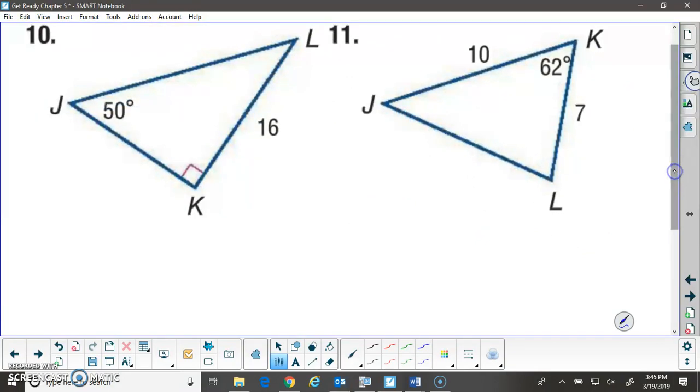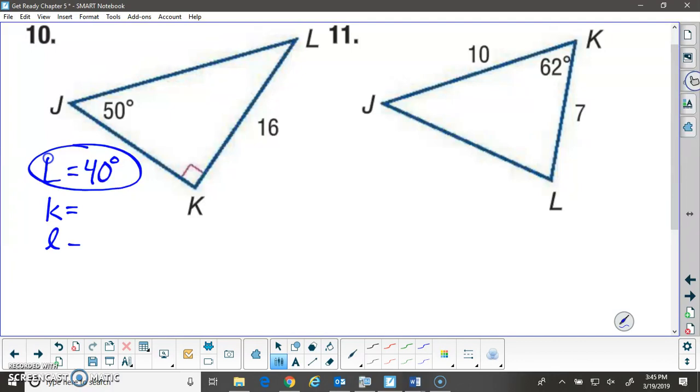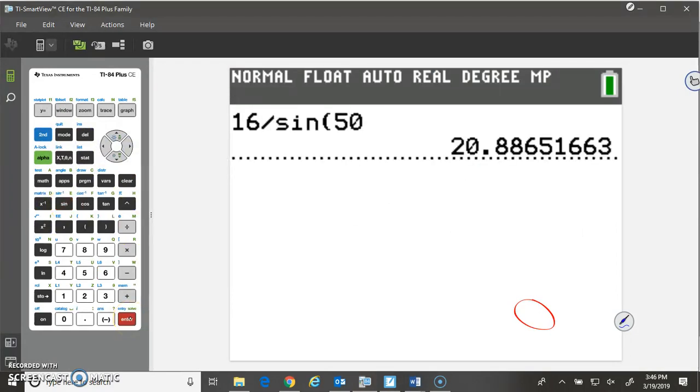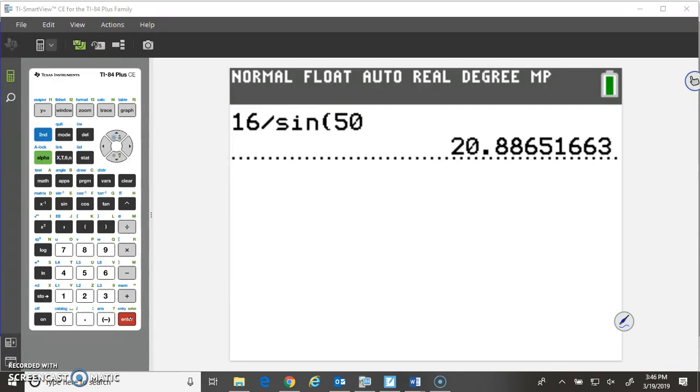Number 10, looks like we got a right triangle, so we know that angle L would have to be 40 degrees because that's the complement of 50 degrees. And now we need to find length K, and we also need to find length L. So let's use trig to figure out length K. The sine of 50 degrees would have to equal 16 over K. So on my calculator, I take 16 divided by the sine of 50. And that gives us 20.9 approximately.